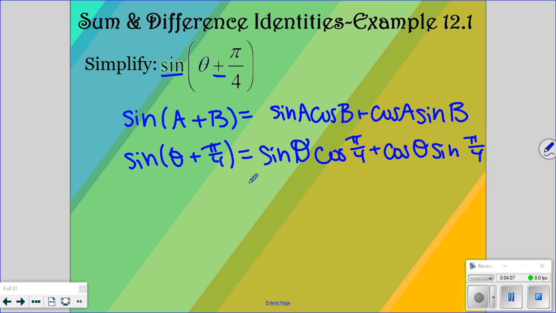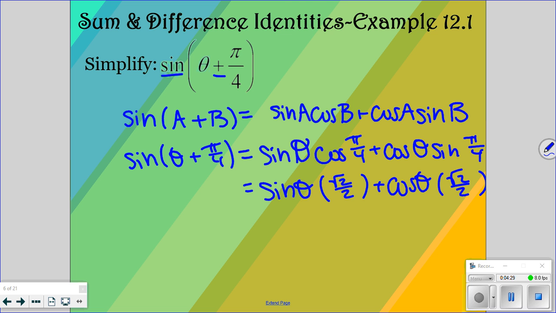And then you can simplify. Sine of theta we can't do anything with, but we can figure out what the cosine of pi over 4 is. That's the same thing as the cosine of 45 degrees, which is square root of 2 over 2. Again, cosine of theta we can't do anything with. The sine of pi over 4, the sine of 45 degrees is, again, square root of 2 over 2. And so you can leave your answer like that, or you can factor out the square root of 2 over 2. And so either one of those would be okay for your answer.